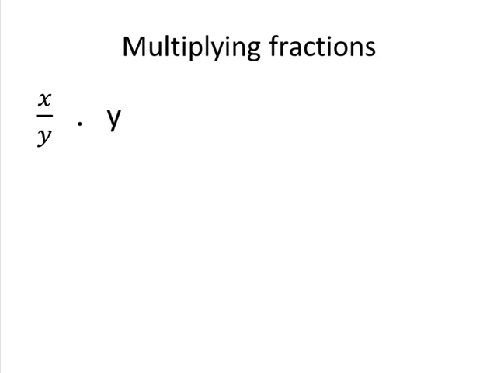How do we multiply fractions? Let's use x over y multiplied by y as an example. X over y multiplied by y equals x over y multiplied by y over 1. Can you see that we are saying y divided by y over here? Anything divided by itself is equal to 1. So we can cancel out the y from the top of this fraction and the bottom of that fraction, and so simplify our answer to simply equal x.